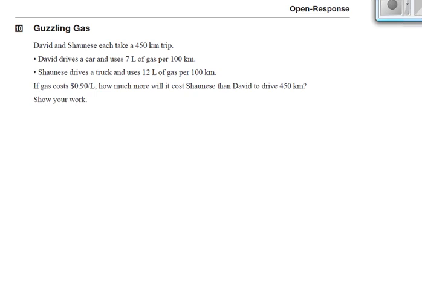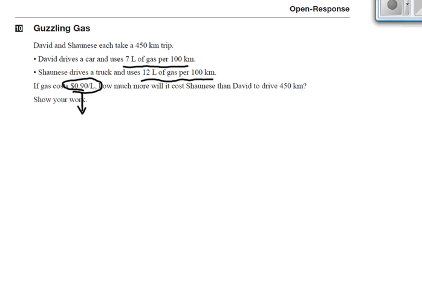Guzzling gas. David and Shawnees each take a 450-kilometer trip. David drives a car and uses 7 liters of gas per 100 kilometers. Shawnees drives a truck and uses 12 liters of gas per 100 kilometers. If gas costs 90 cents per liter, how much more will it cost Shawnees than David to drive this distance?